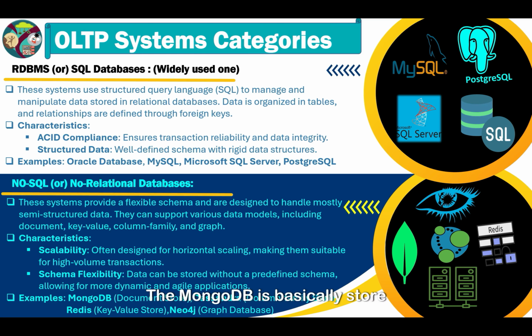MongoDB basically stores the data in the form of documents, Cassandra stores it in the form of column family stores, and Redis stores the data as key-value stores. Right, so it is a kind of JSON format. The data will be stored in this form in NoSQL databases. Right, so these are pretty much the two categories available in OLTP systems in a broader way.